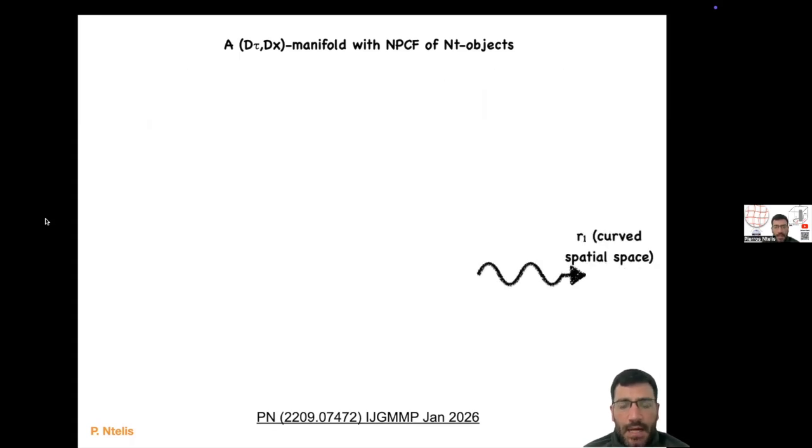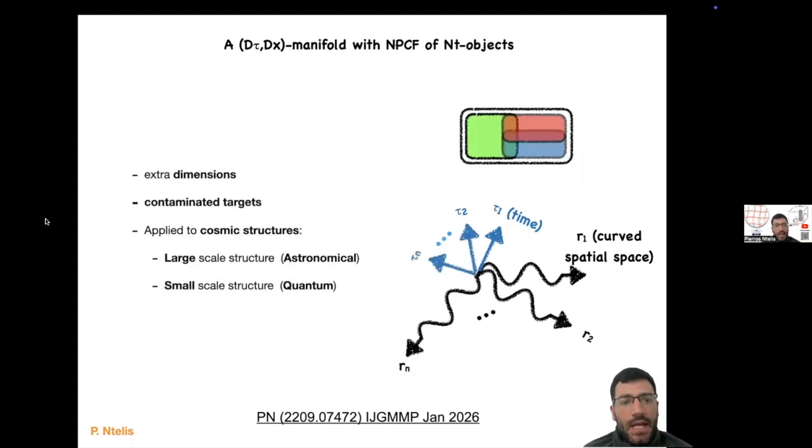Basically, I'm going to describe this in some spatial space and some temporal time, and then I can add extra dimensions to that. I'm going to talk specifically about targets and contaminated targets, which are applicable to cosmic structure, mainly large-scale structure, astronomical ones, and small-scale structure, quantum ones.